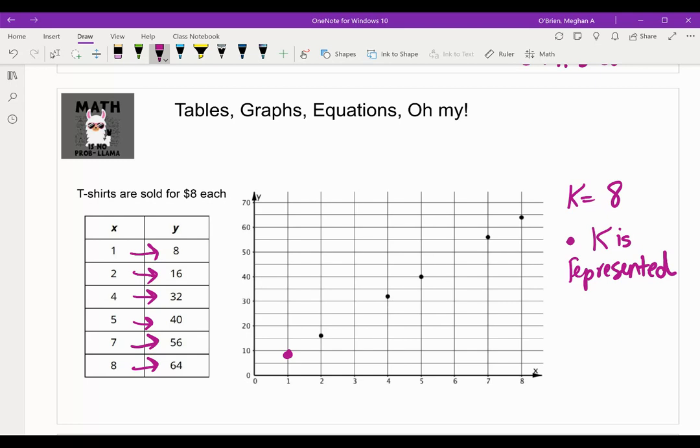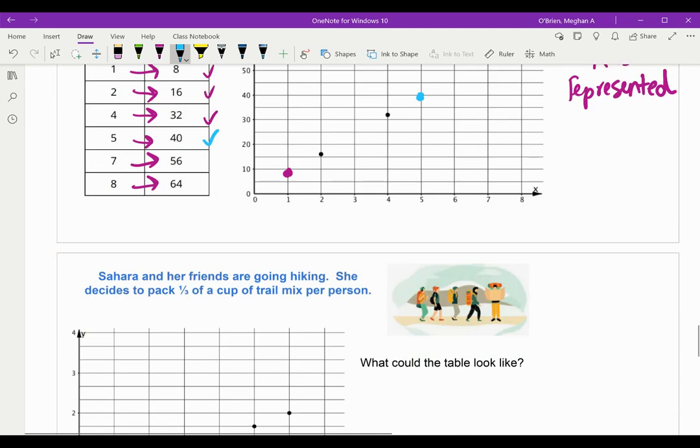And basically how we do the graph is we just take each of these rates and we plot them on the graph. So in blue, I'll show you 5 shirts, and if you follow it up, it'd be $40, right? You're taking these values on the table and just plotting them as ordered pairs, right? When you studied the coordinate plane. Okay, let's take a look at what's next.